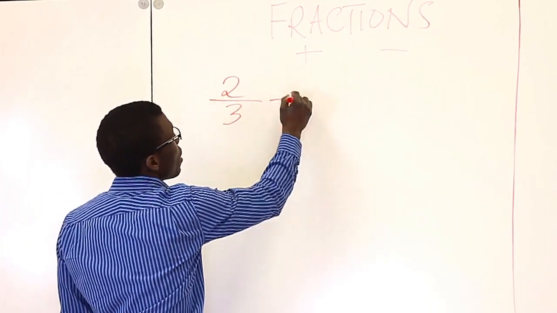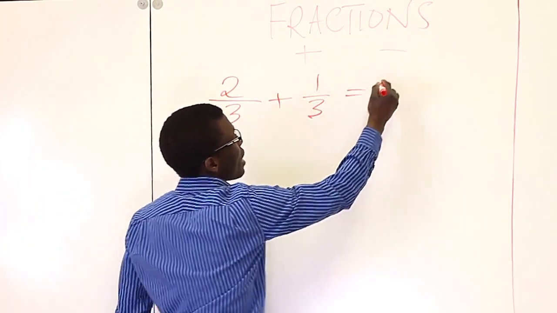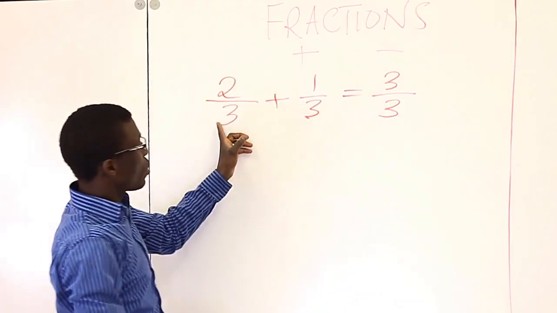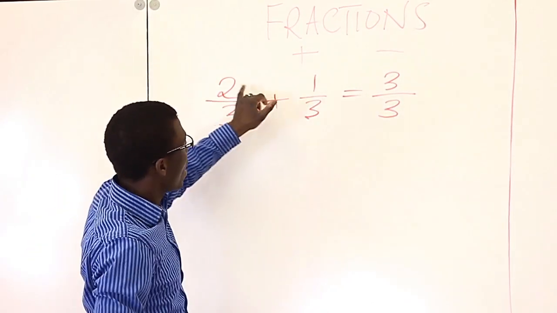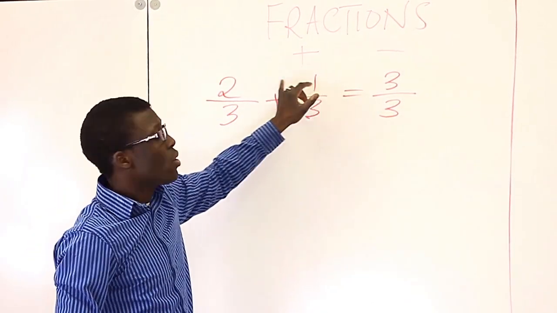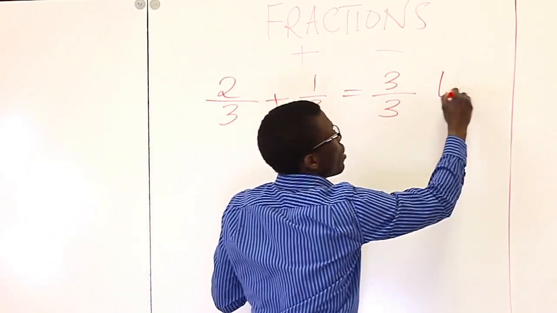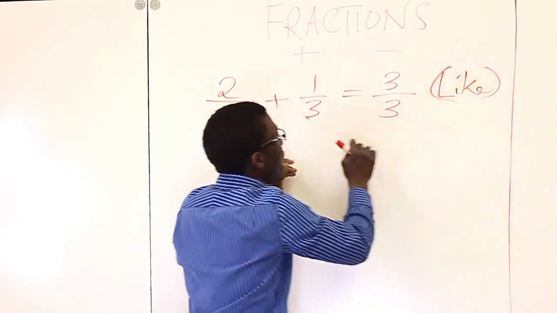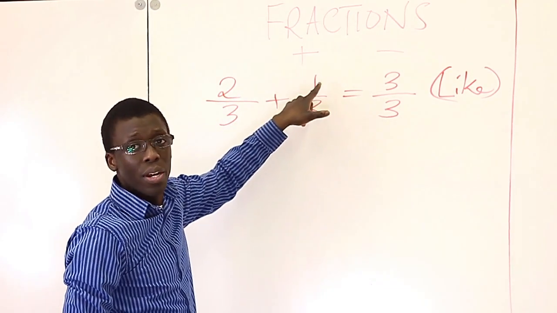So 2 over 3 plus 1 over 3 is the same thing as 3 over 3. Well, notice that the denominator stayed the same, and we add the numerator. So when you have like denominators, when your denominators are the same, you just add the numerator.